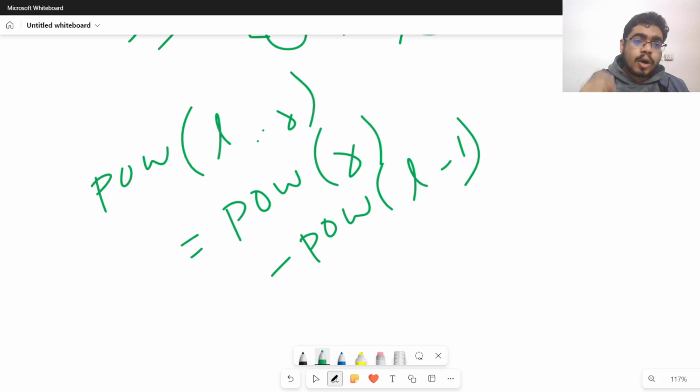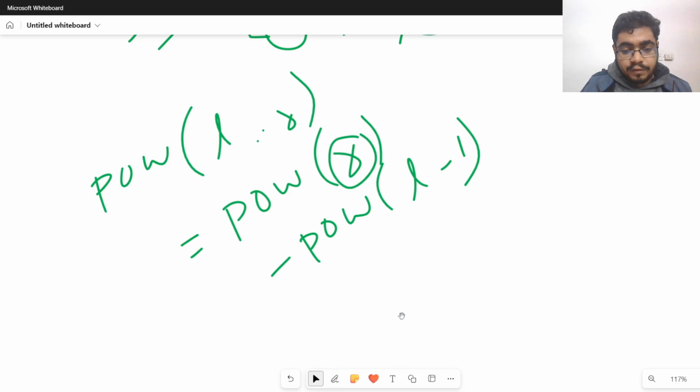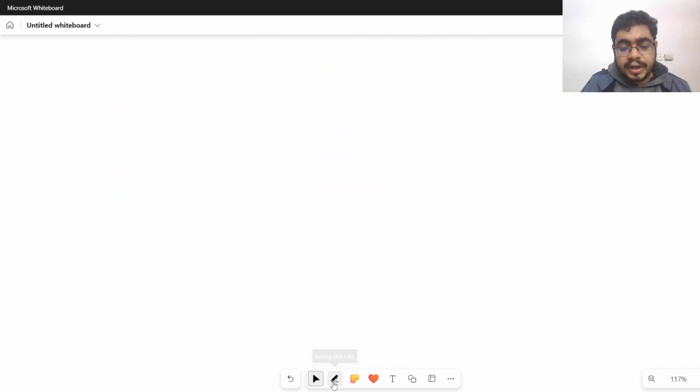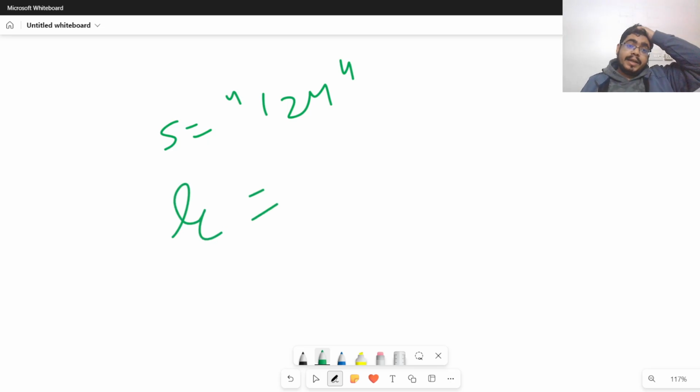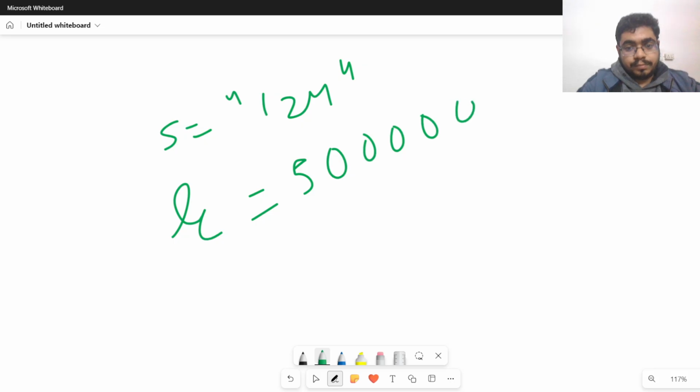Cool. So now the problem reduces to: given a particular value R and limit and S, find the number of powerful integers up to that point. So let's start our work on that. Let me ask you a question first. Let's say my suffix was 124 and my R, for which I was calculating powerful integers up to, was something like 5 followed by 5 zeros.